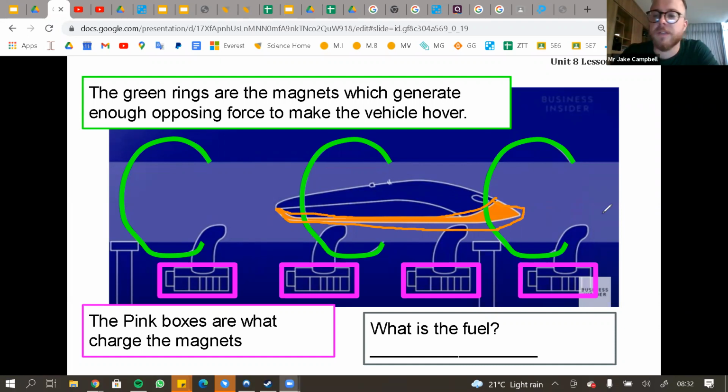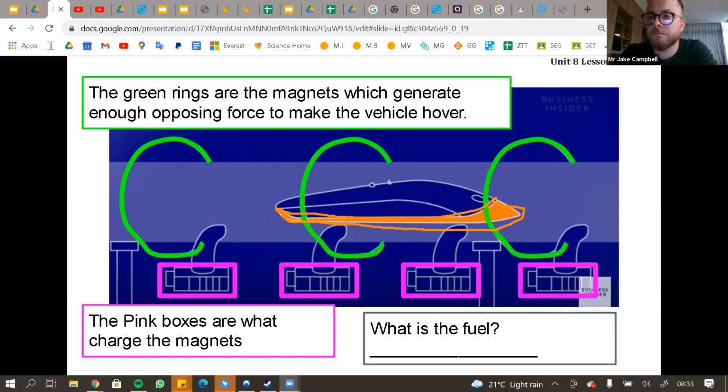Please read the green, and then Katie, read the pink. The green rings are the magnets which generate enough opposing force to make the vehicle hover. Yeah, hover. The pink boxes are what charge the magnets. Good. So class, write this down.